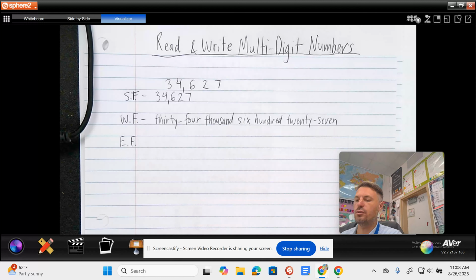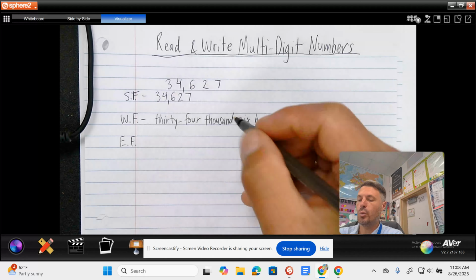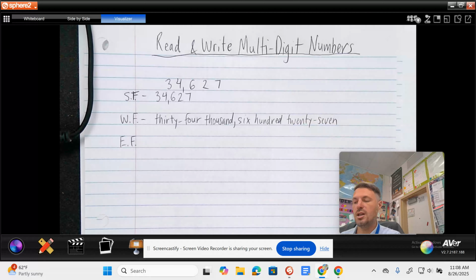The other thing is when you're writing a number in word form, you put a comma in the word form wherever there would be a comma in the standard form. So since there's a comma right there in standard form after 34,000, we put a comma after thirty-four thousand in the word form too.